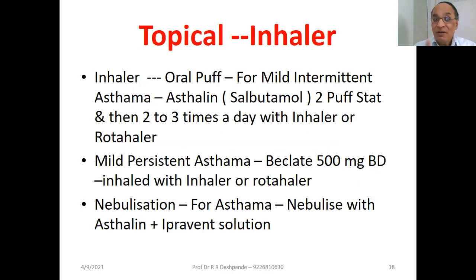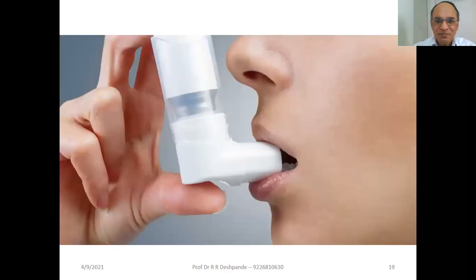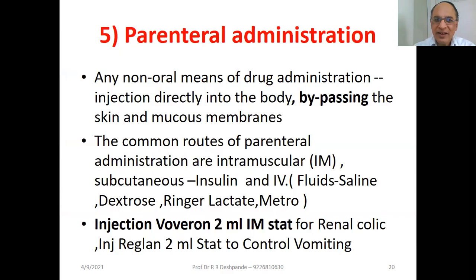My dear friends, Beclate inhaler in asthma is very important because you can avoid the systemic side effects of prednisolone tablet if you give it orally. When you give it orally, there may be systemic side effects. But for inhalers, there is no systemic side effect. That is the most important advantage of topical inhalers. Nebulization for asthma: nebulize with Asthalin and Ipravent solution for children. You can see bronchial asthma inhalers.